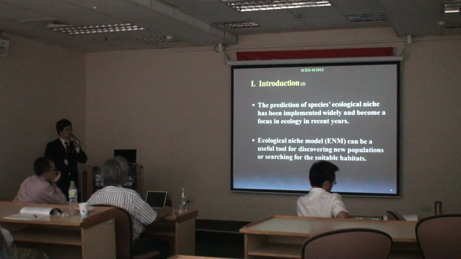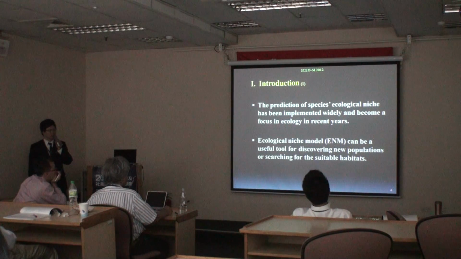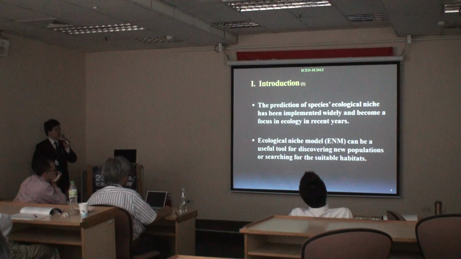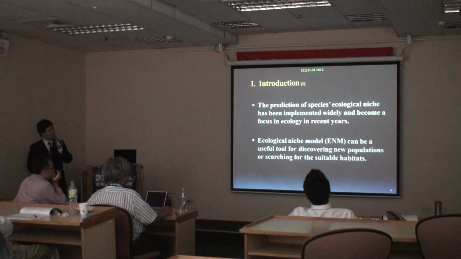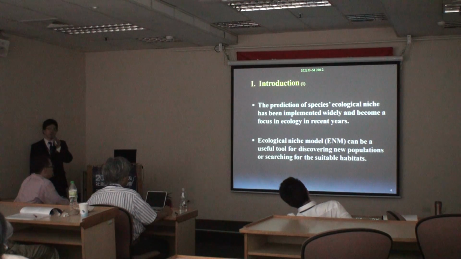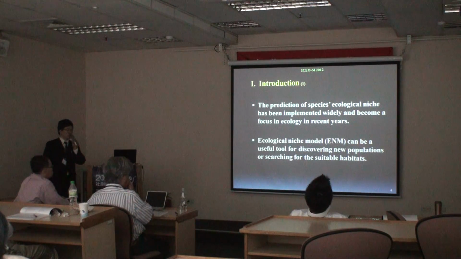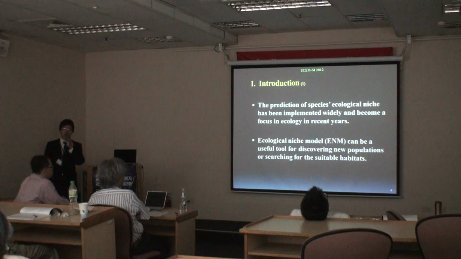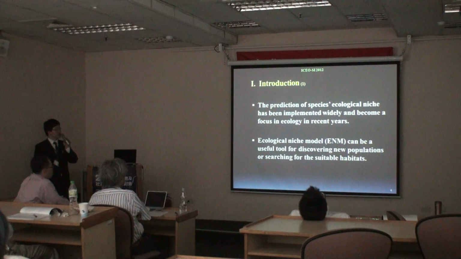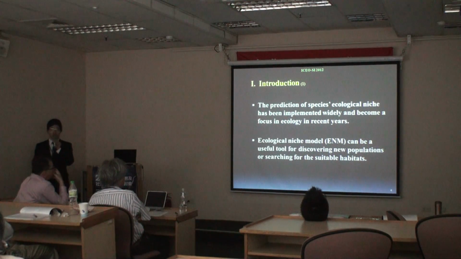The prediction of species distribution has become a focus in ecology in recent years. We can use the ecological niche model to predict the potential habitat of species. On the other hand, when we build a model with different material or methods, we can obtain different types of predictive results. In this study, we want to explore the differences of predictions with different modeling algorithms.